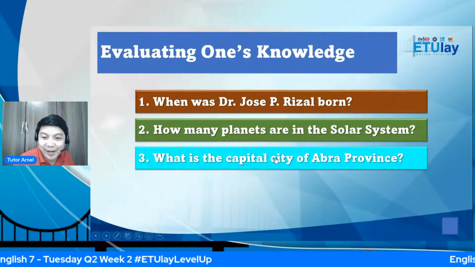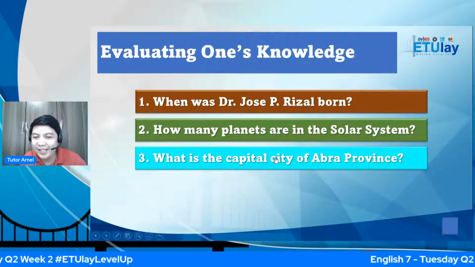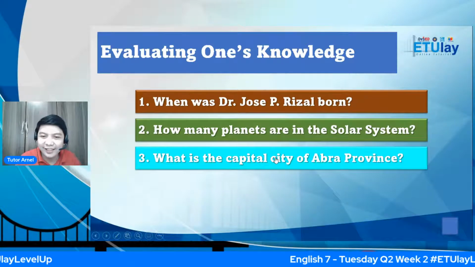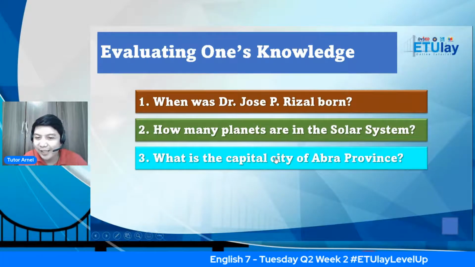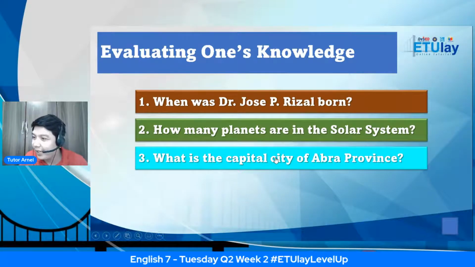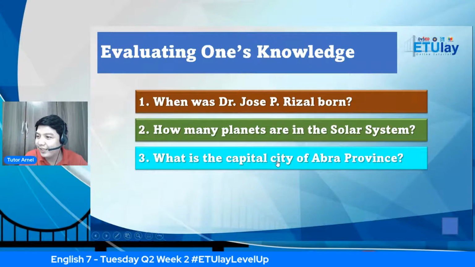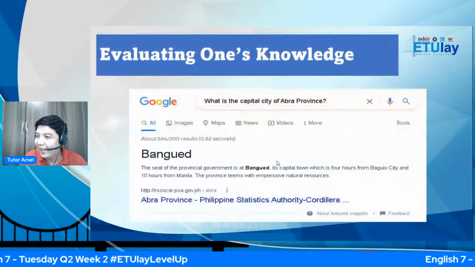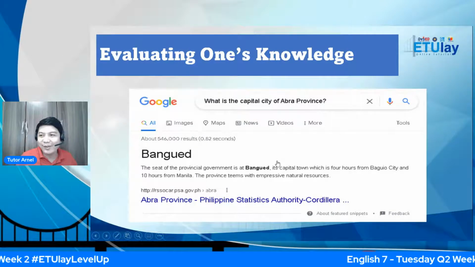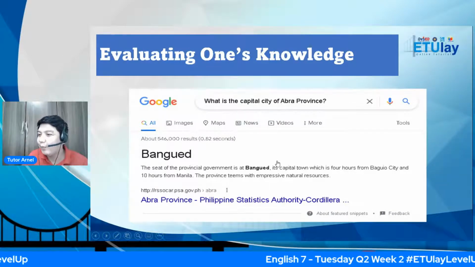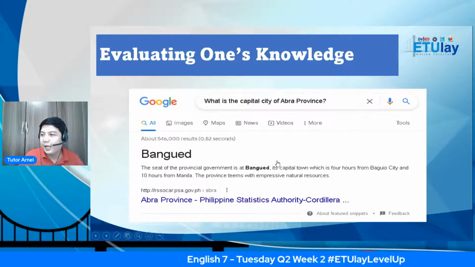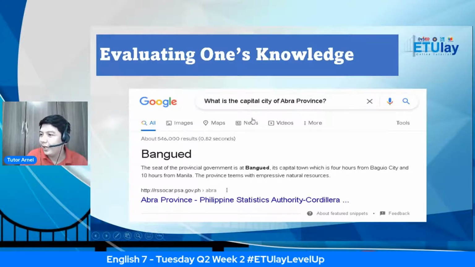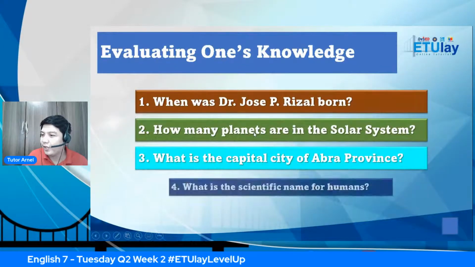Okay, Janiel said Bangged. Aquila said Bangged. Tricia Cartagena said Bangged. Venice Abrese said Bangged. Let's see if your answers are correct. Okay, good job. It's Bangged. The seat of provincial government is at Bangged. All right, let's see the fourth question.